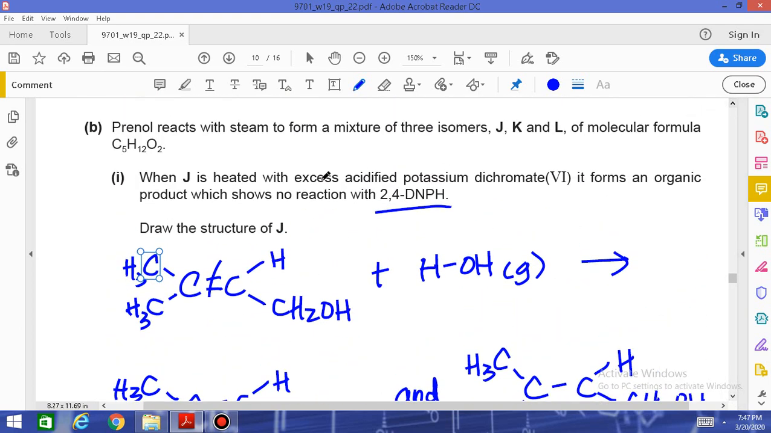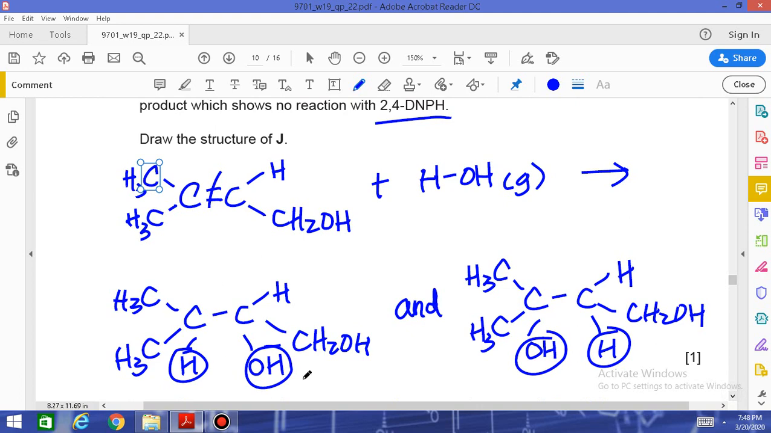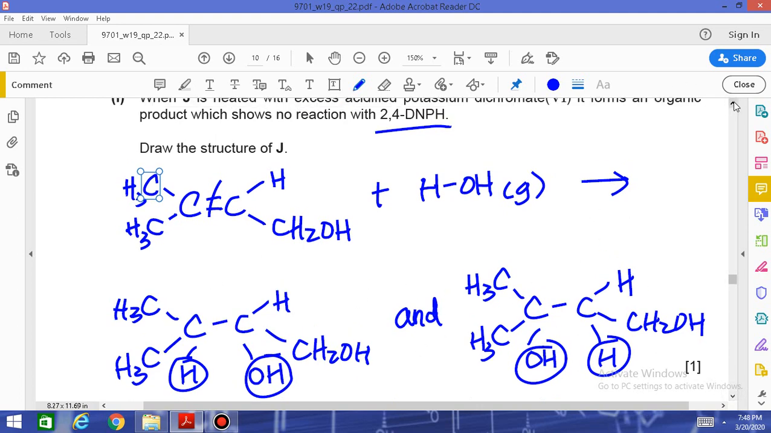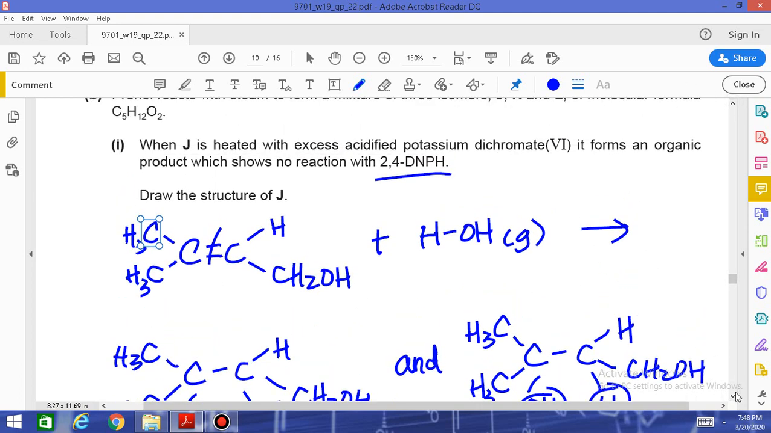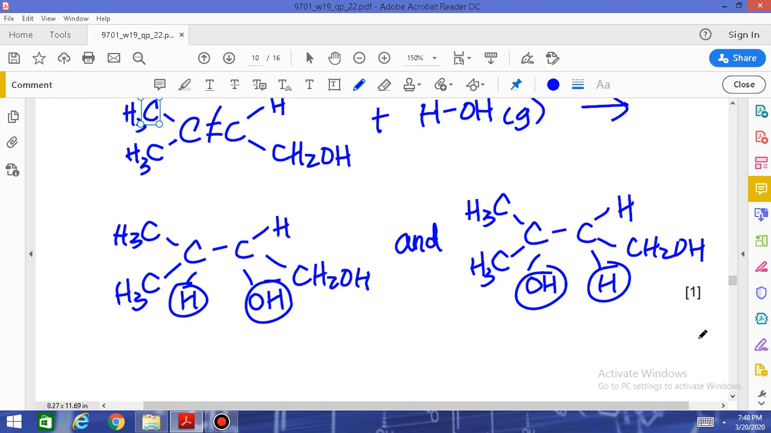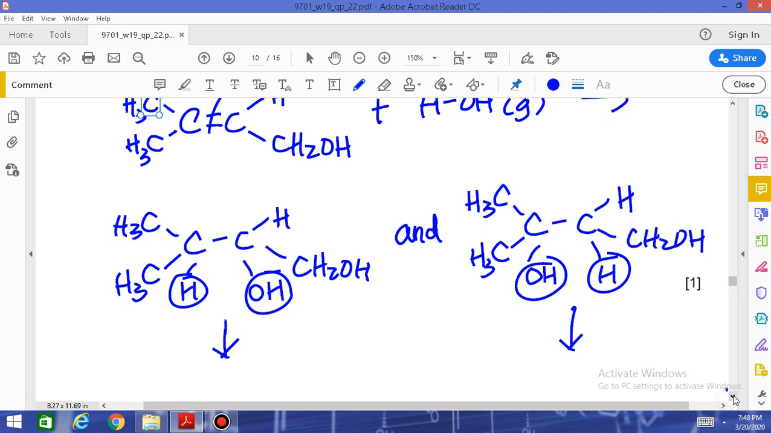Now, when J is heated with excess acidified potassium dichromate(VI) solution, it forms an organic product which shows no reaction with 2,4-DNPH. So these organic products are oxidized with potassium dichromate(VI) solution. Actually, this is oxidation of alcohol. So now I want to oxidize both of them.